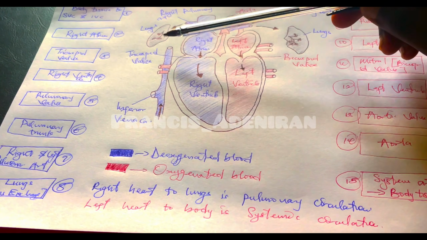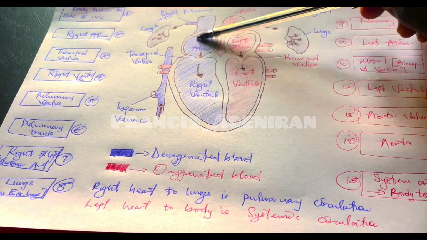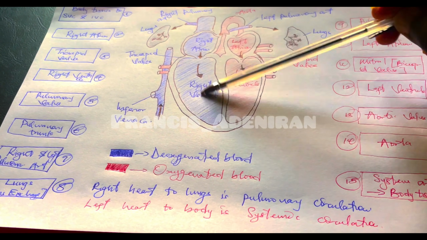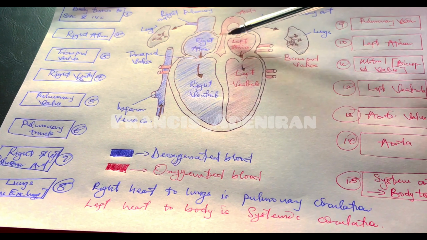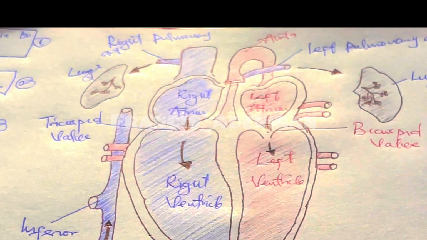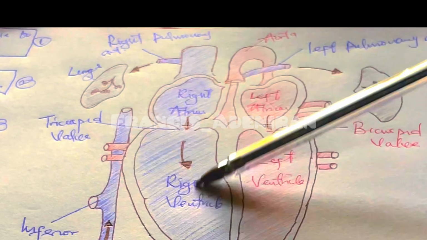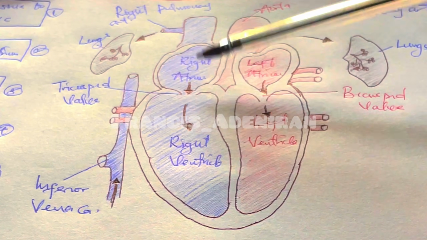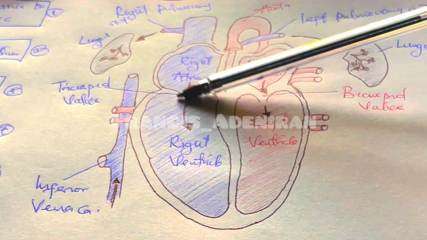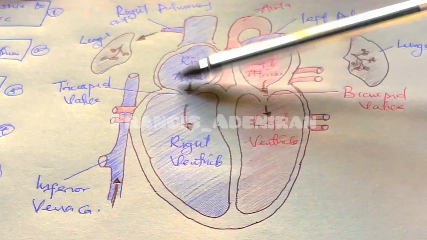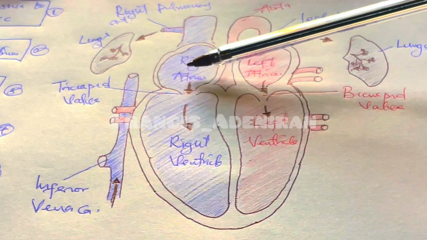So the one from inferior vena cava, superior vena cava drains to the right atrium, from right atrium to the right ventricle, and from this right ventricle, it goes to the pulmonary trunk through the pulmonary valve. That means there's a valve also between the right ventricle and the pulmonary trunk, and that valve is called the pulmonary valve. So from the right atrium through the tricuspid valve to the right ventricle, from the right ventricle to the pulmonary trunk through the pulmonary valve.